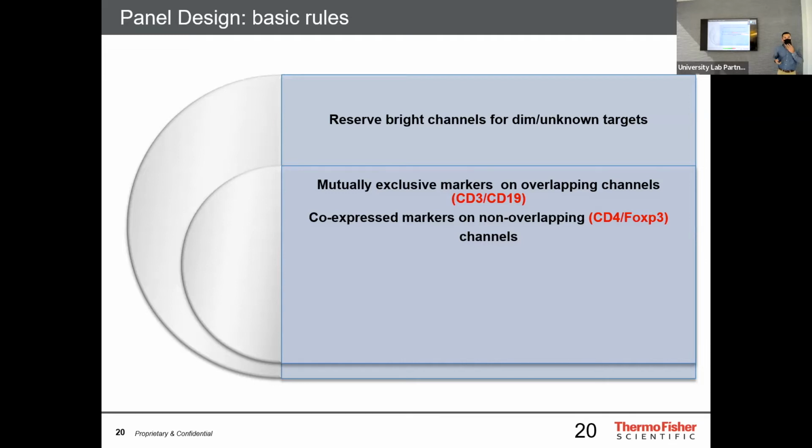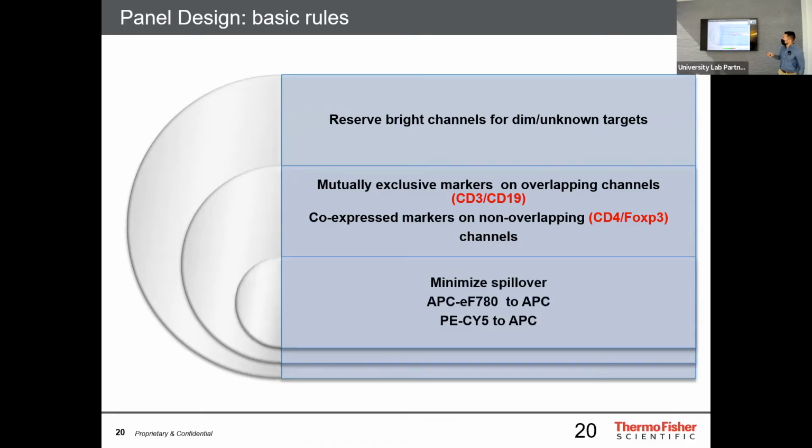Going to cause some issues later down the road. And then you want to minimize spillover, particularly in these channels, APC-Fire 780 spilling over to APC, and PerCP-Cy5.5 spilling over to APC. A good indicator sometimes, you can use a spectral viewer. We have a web page where you can visualize all the fluorophores, but you can find a number of web pages to do that.